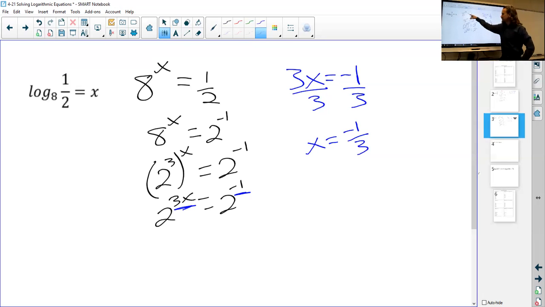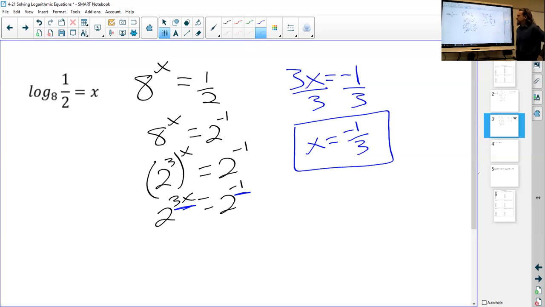Since it's going from 8 to 2, it's getting smaller, and anytime it gets smaller, you have a fractional answer, or fractional exponent. And then since we had to flip one of these over, that's why it's negative. Good thing I worked it out. I would have gotten the wrong answer.